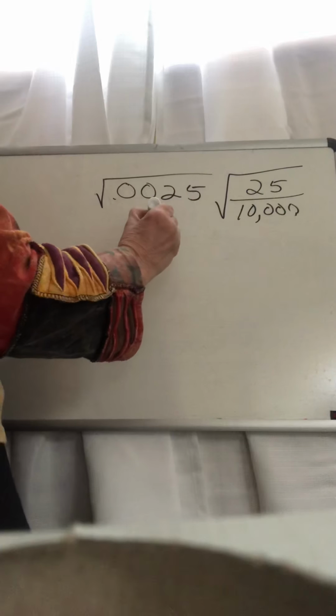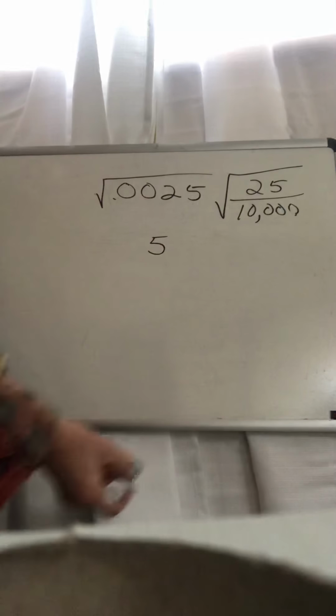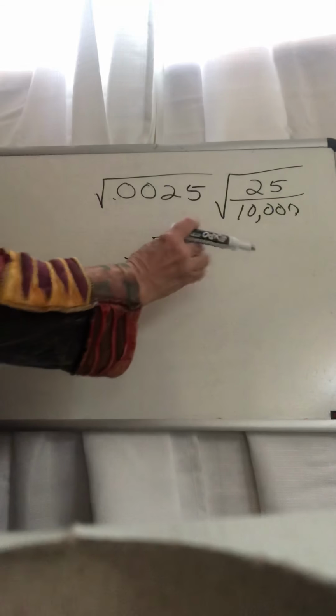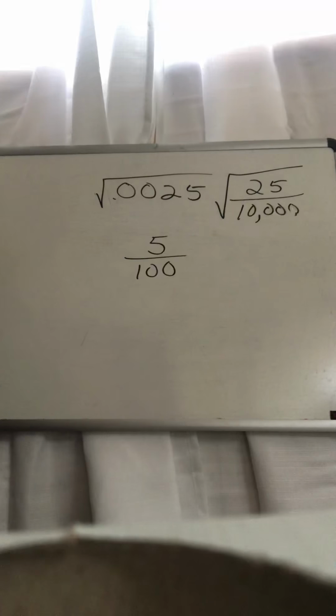Sorry about that. So let's go back to 25 over 10,000. Because it's still inside the radical sign, the square root of 25 would be 5. And the square root of 10,000 is 100. Okay. All right. Now let's look at you try it 5, which is a function.